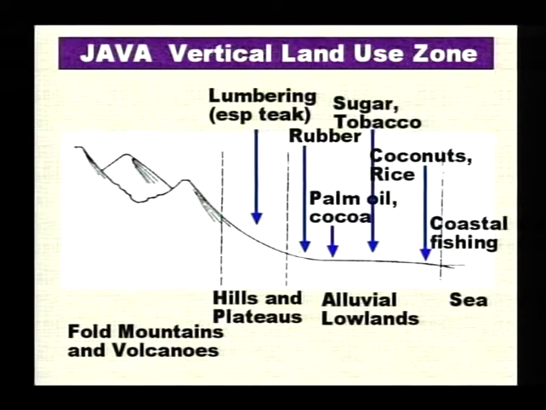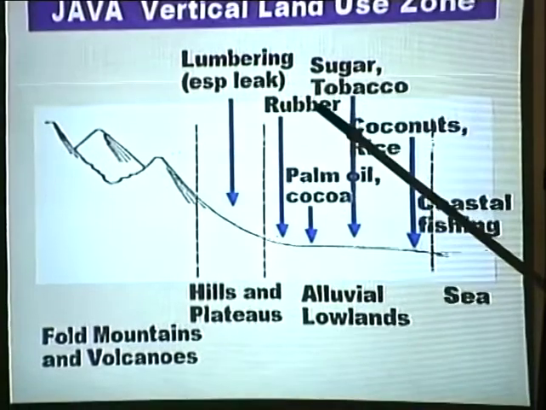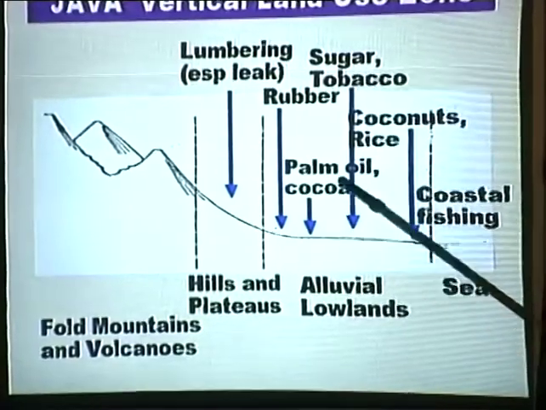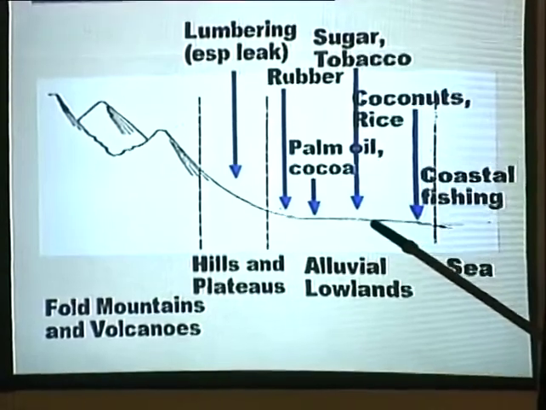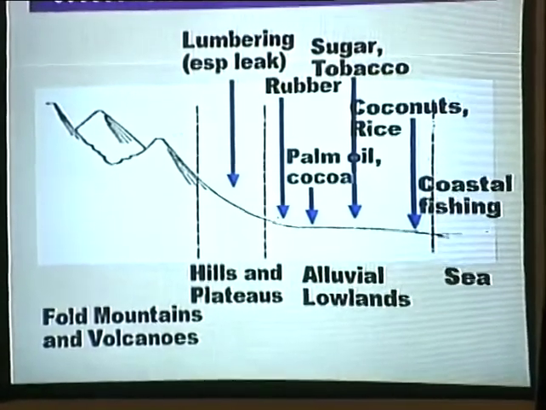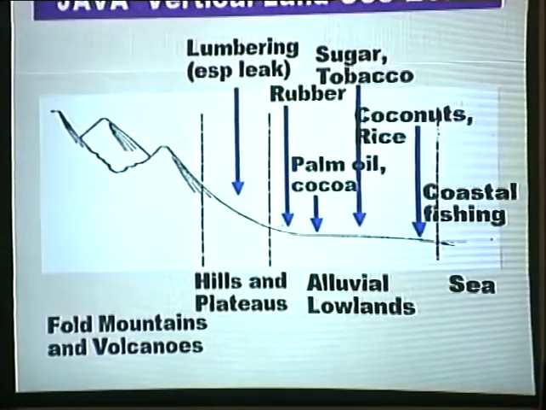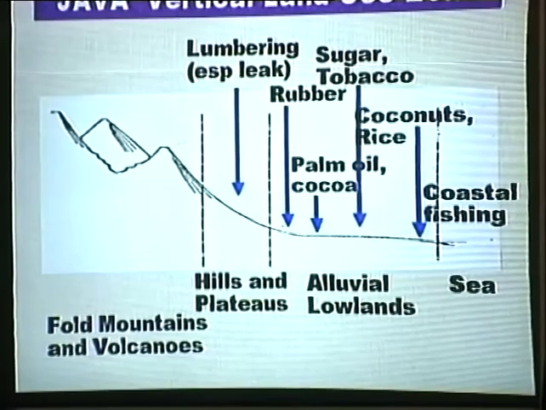The alluvial lowlands, which are the flatter regions or areas, that's where we have rubber, palm oil, cocoa, sugar, tobacco, coconuts, and rice grown intensively. And finally, where the coastal margins are, you expect fishing to be the main agricultural activity along that area.